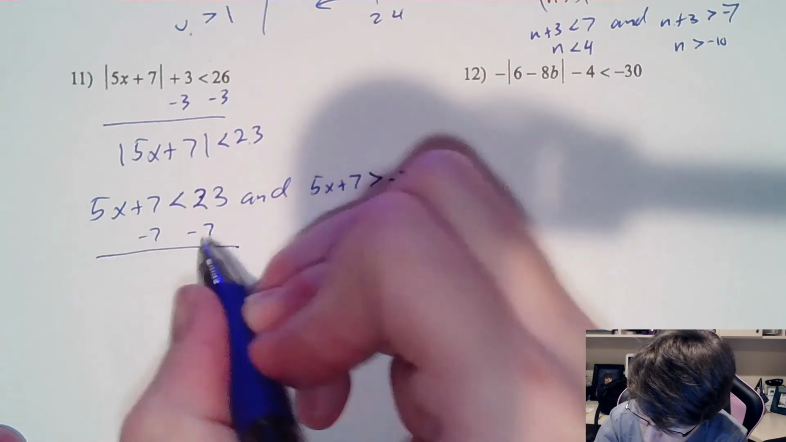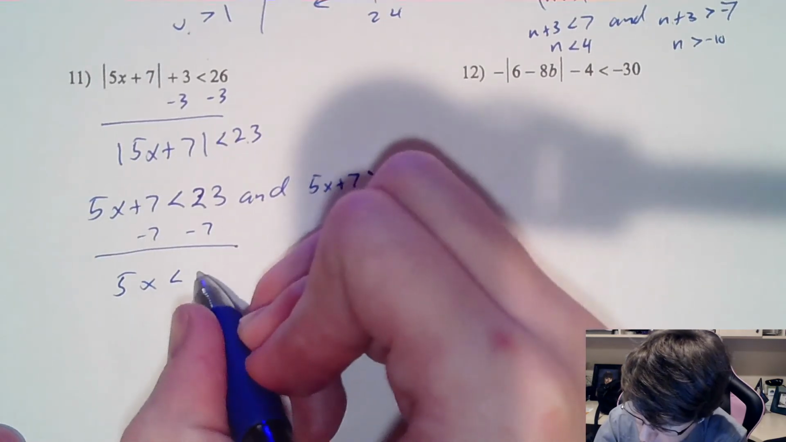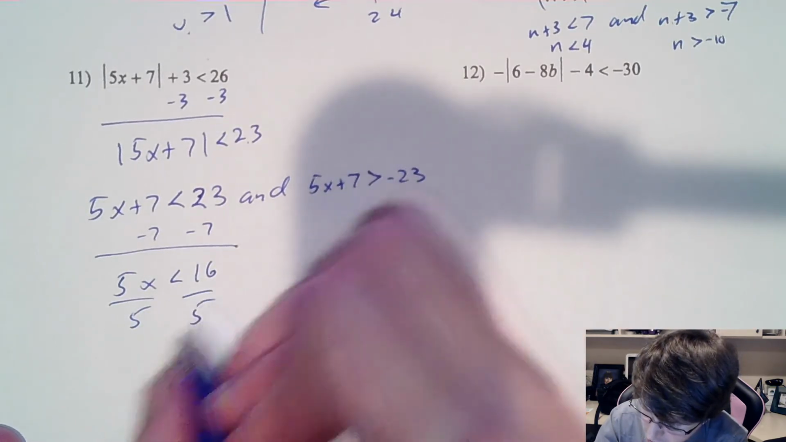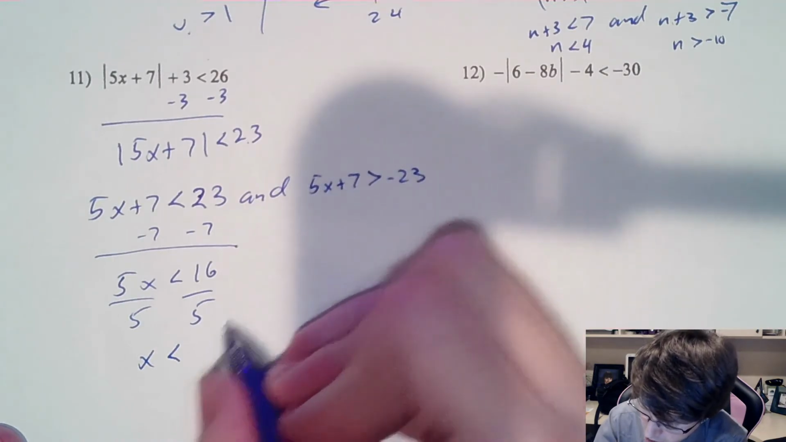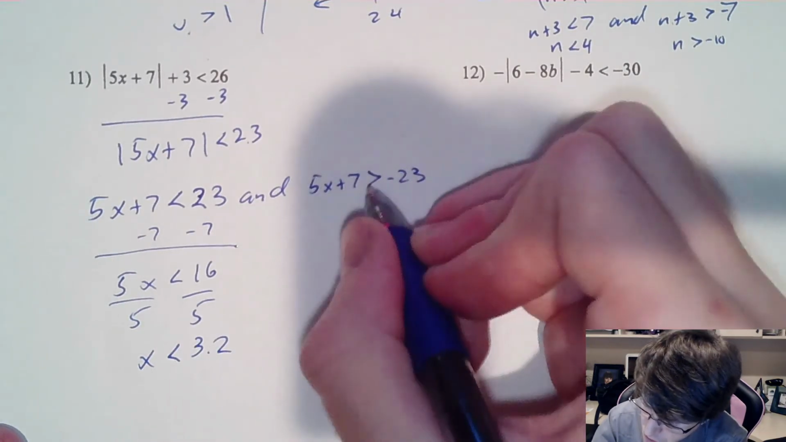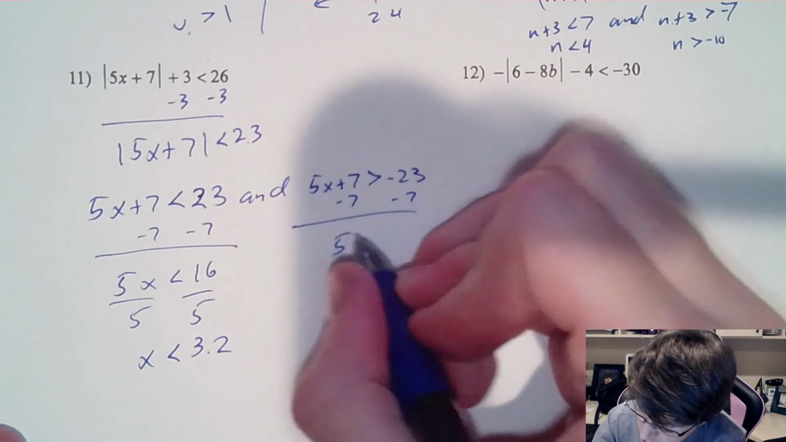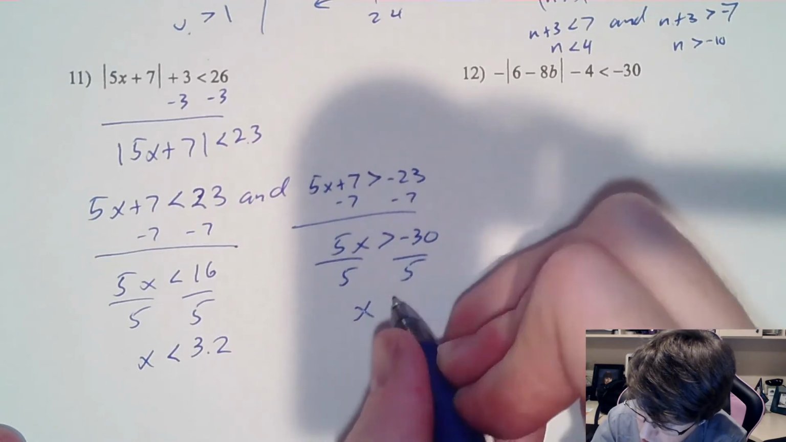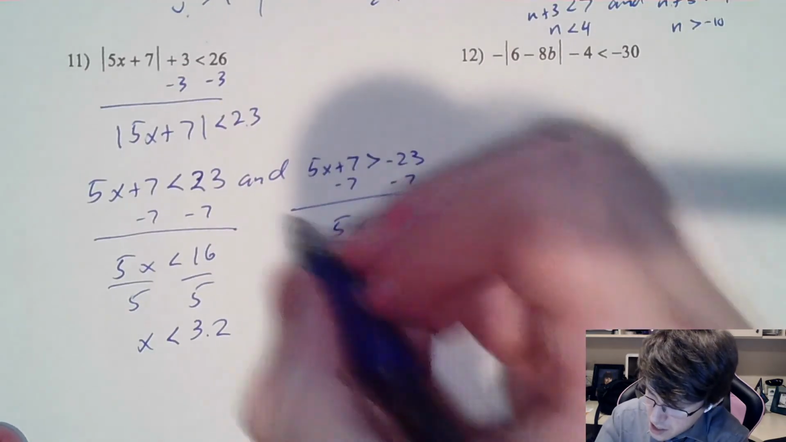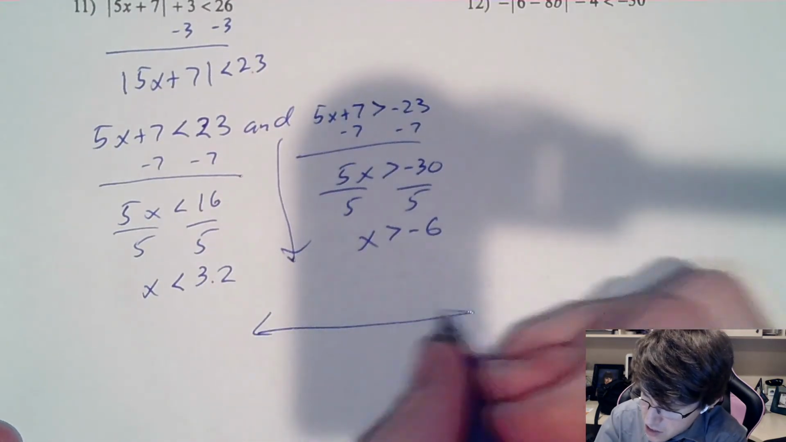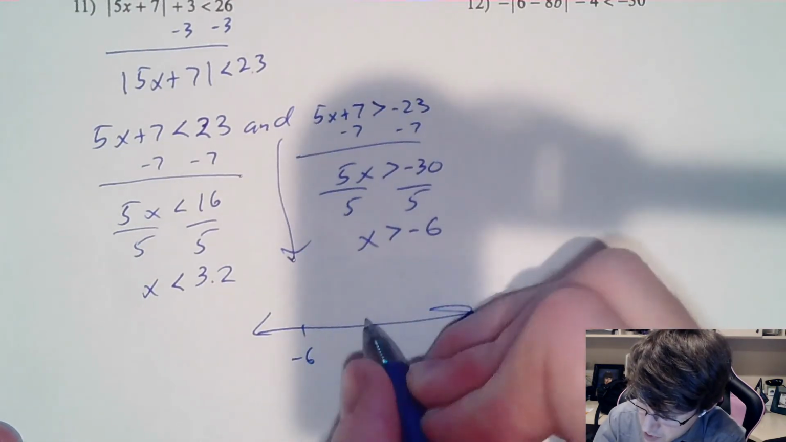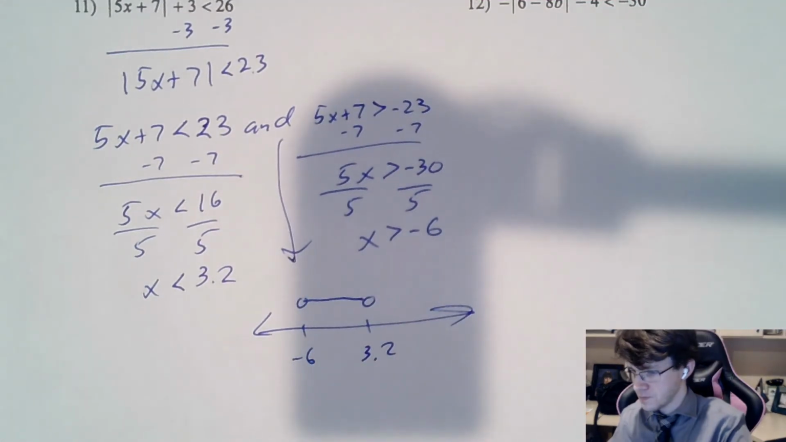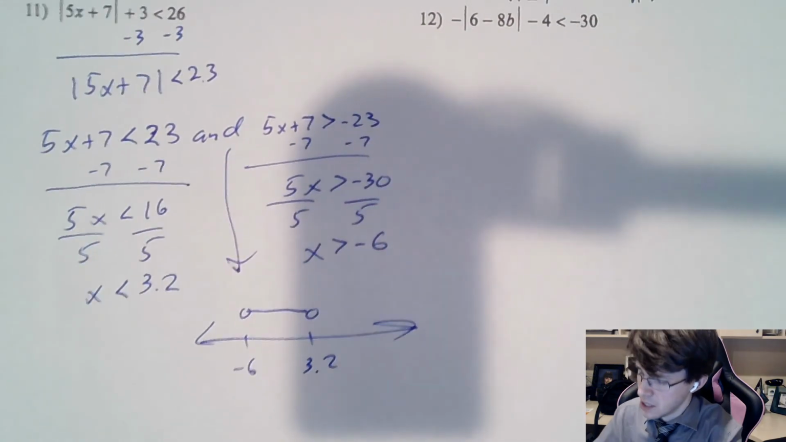Subtract 7 on both sides. You get 5x less than, looks like 16. Divide both sides by 5, and we get x is less than, let's use decimals, 3.2. Subtract 7 on both sides, you get 5x is greater than -30. Divide both sides by 5, we get x is greater than -6. And the word and coming in between there. So for our final answer, we got a -6, we got a 3.2. Open circles, they meet in the middle. Perfect. Last problem. We're almost there.